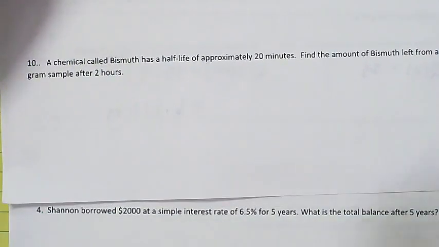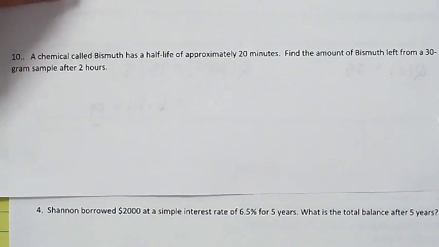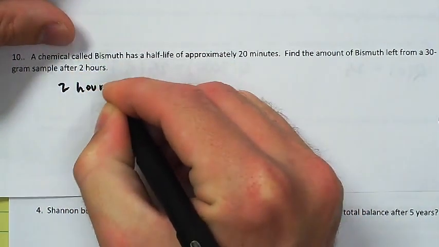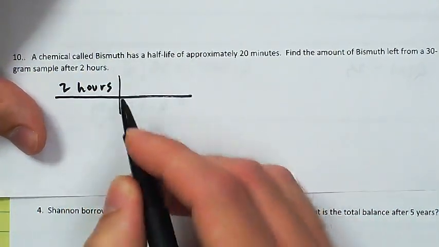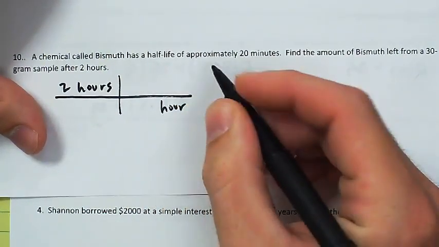So we've got a chemical called bismuth. It has a half-life of approximately 20 minutes. Find the amount of bismuth left from a 30-gram sample after 2 hours. All right, so 2 hours, we need to convert that to minutes. To remind you, I know a lot of y'all are in chemistry, so you're very familiar with this right now. We're going to multiply by a clever form of 1.